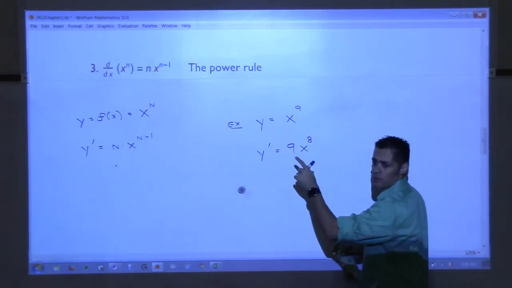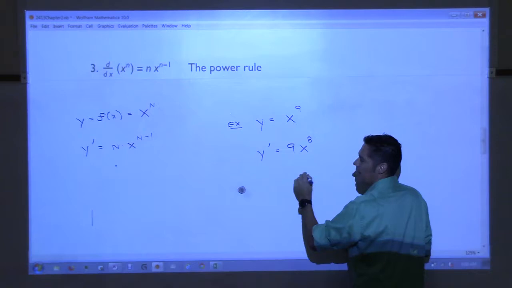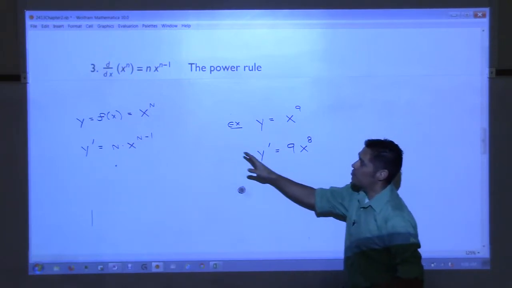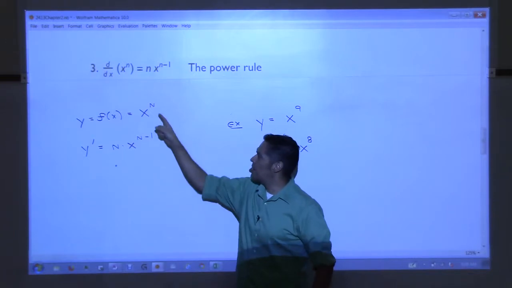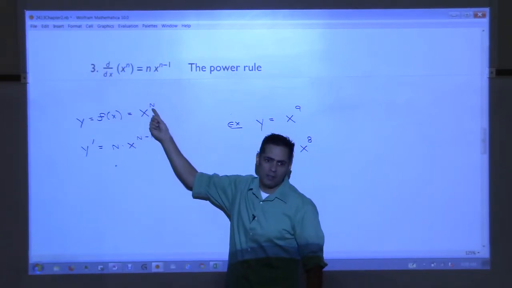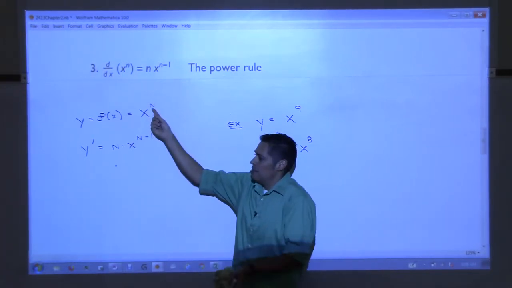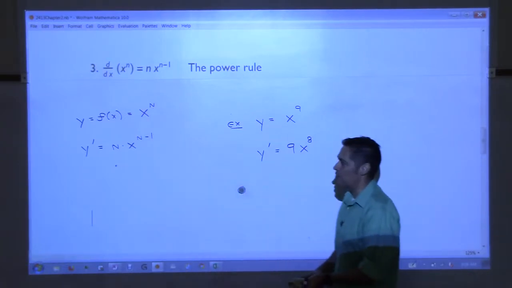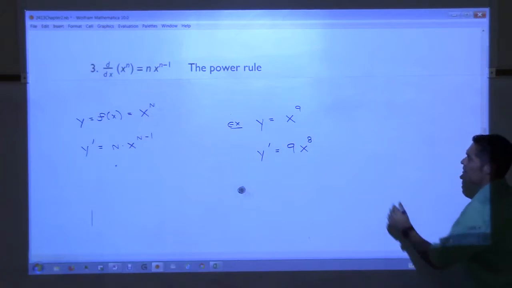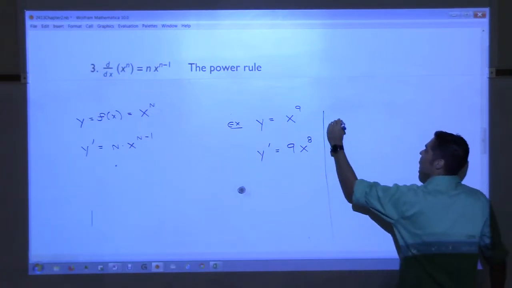I'll explain. We're actually going to prove this rule. I'm not just going to give it to you. I can't give you this rule visually. The reason I can't give you this rule visually is because n can be anything, right? So there's an infinite number of graphs that we would have to look at, and we don't have time for an infinite number of graphs, right? So I need to do it a different way, which I will. Just hang tight. Let's try another example.